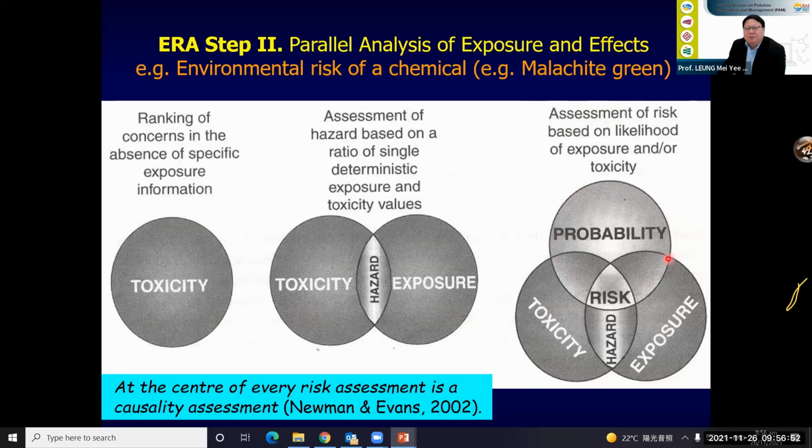So we have the probability, even for the same species of fish, some fish may be more susceptible to the toxicant, some don't. Some fish may prefer to hide away from pollutants, then they are cleaner than those fish that don't care about the pollution level. Then you will create different probability of encountering between these two parameters, toxicity and exposure.